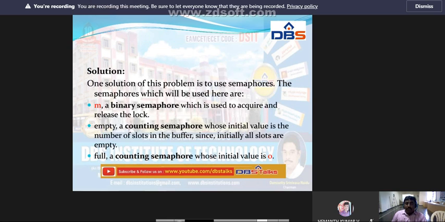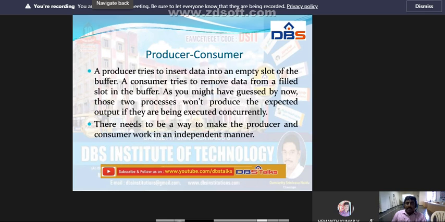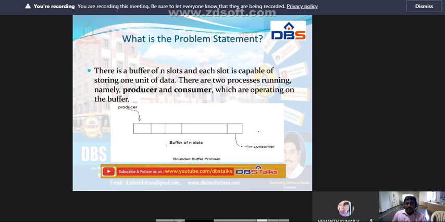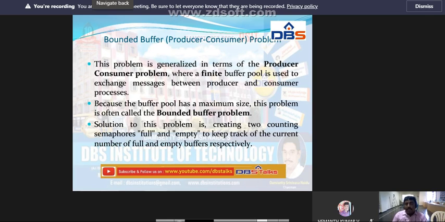At the same time, there is one more problem, the producer consumer problem. What is the producer consumer problem? We have a producer, and we also have a consumer. There are two different processes: a producer is one process and a consumer is another process. Here we are going to use a buffer for the producer and consumer's work. By using the buffer, the producer and consumer will do their work.